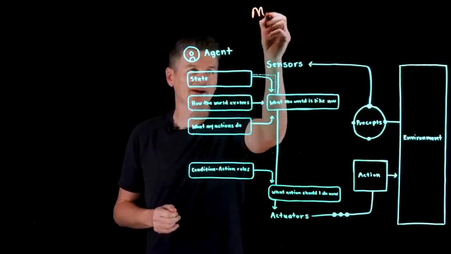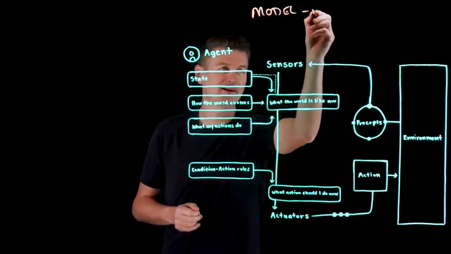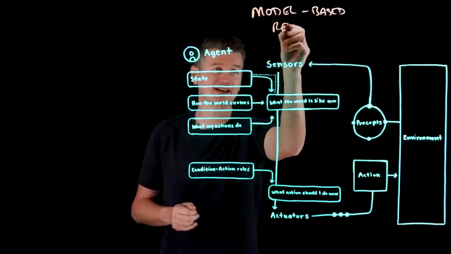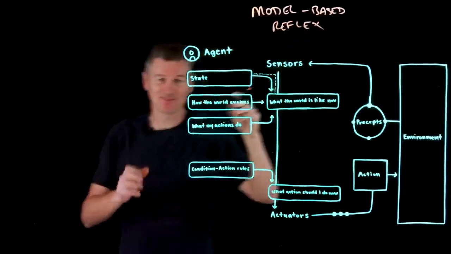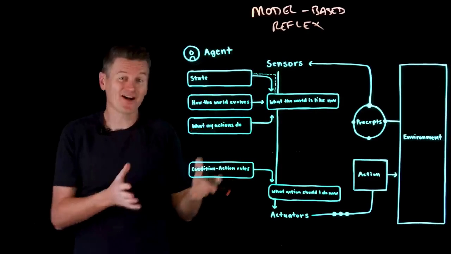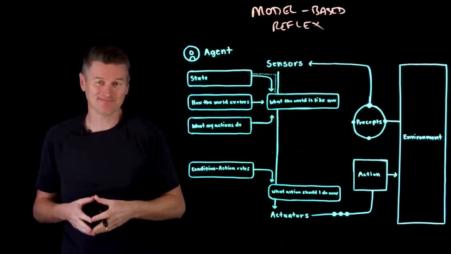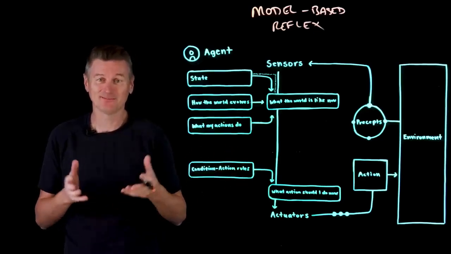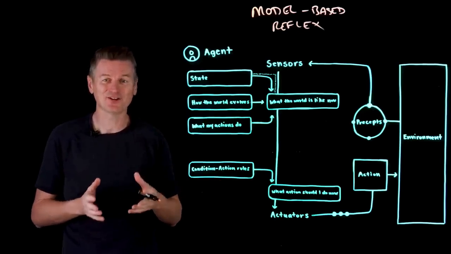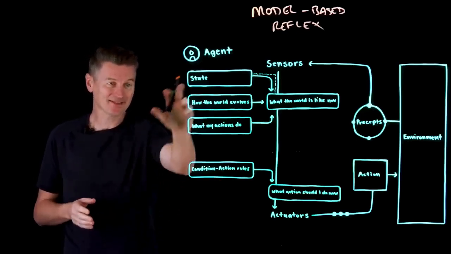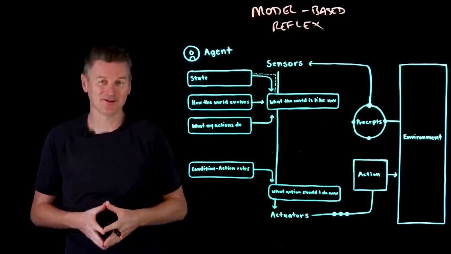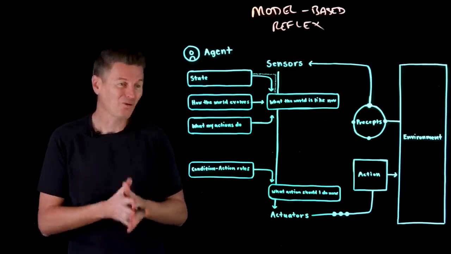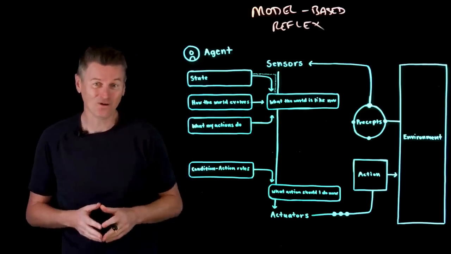All right, well, how about this one? This is called a model-based reflex agent. So this is a more advanced version of the simple reflex agent, and it uses condition action rules to make decisions as well, but it also incorporates an internal model of the world, and that's stored in the state component. And that state component is updated by observing how the world actually evolves.